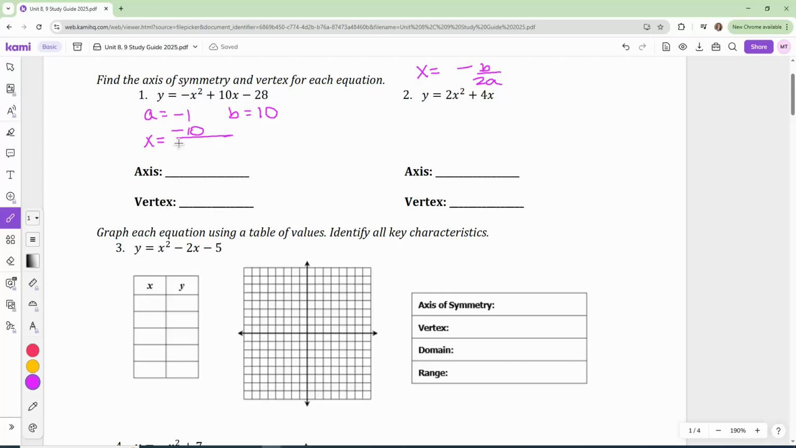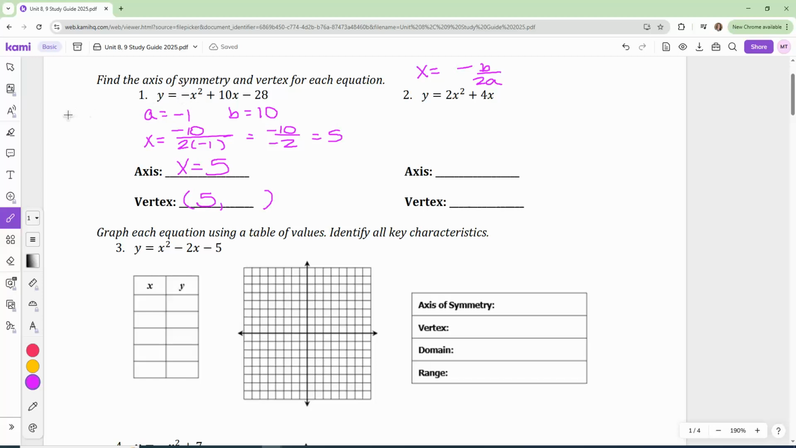So when I do the opposite of b, the opposite of 10 is -10 over 2 times -1. So -10 over -2 is 5. The axis is a line, so you have to write x equals 5. The vertex is an ordered pair. So your 5 is your x, we have to find the y.